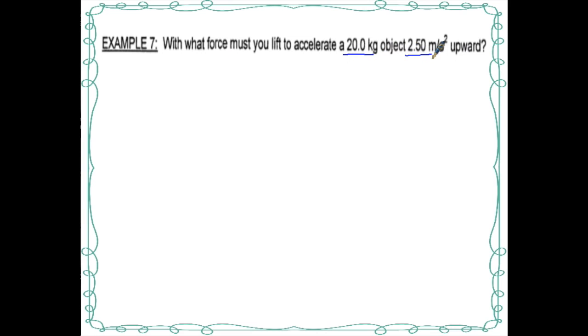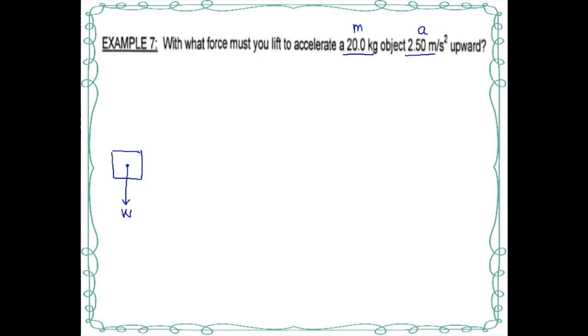We'll identify our numbers. With what force must you lift to accelerate a 20 kilogram object 2.5 meters per second squared upward? So we have acceleration upward, we're going to need a net force upward. Finally, a new diagram. 20 kilograms measures mass, and 2.5 meters per second squared, that's the acceleration of the object. Let's make a diagram. Of course, we have the pull of gravity, weight down.